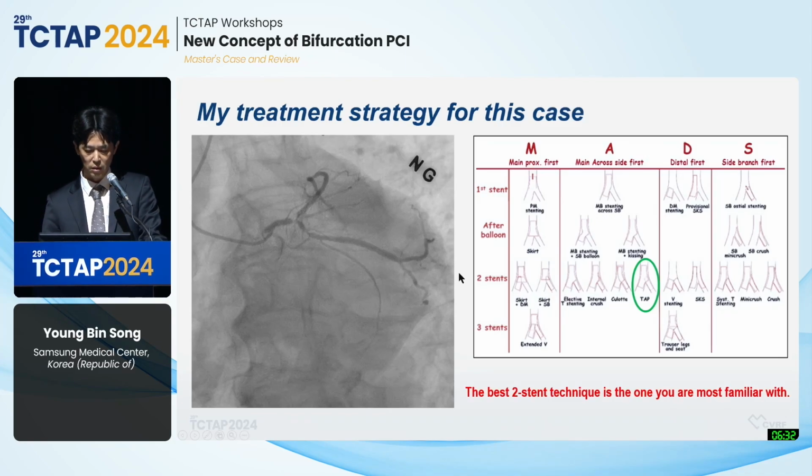I think this case is definitely a distal left main true bifurcation lesion, so my initial plan was elective two-stent implantation. As you can see here, there are a lot of options, so you can pick any one, whatever you like. But personally, I prefer the TAP technique. I think the best two-stent technique is the one you are most familiar with. So I'm a big fan of the TAP technique. My initial treatment strategy is elective two-stent implantation with the TAP technique for this case.